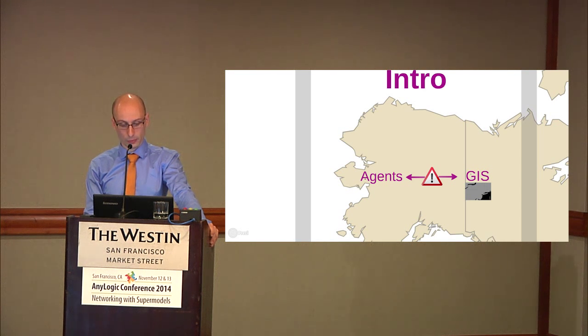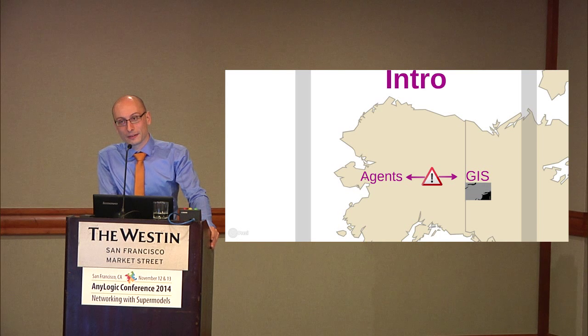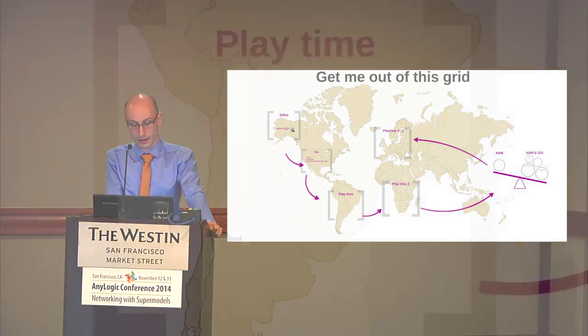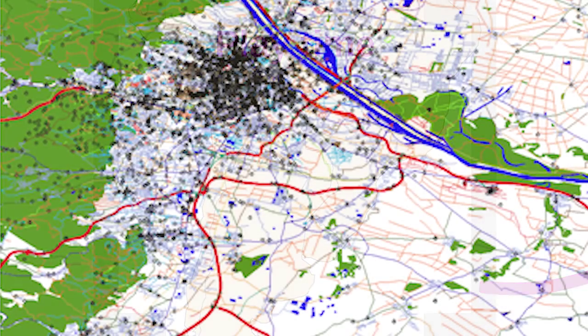So now we know that agents and GIS in AnyLogic work together, and they finally got married and like each other. Except that there's a slight problem, and this is what my talk is about: the current capability is great, but there's still a problem, and that problem is in South America, and that's shapefiles.